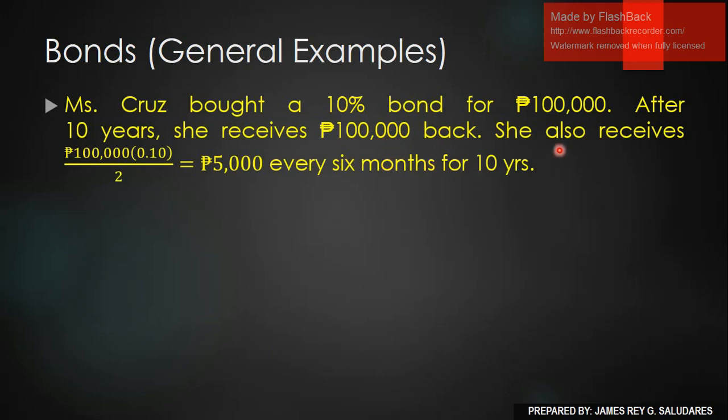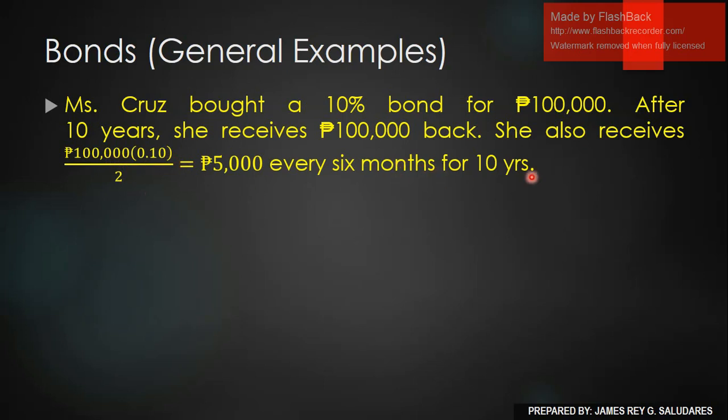In every 6 months, she also receives, since this is 10% iyahang bond rate, 100,000 pesos times 10% or 0.10 divided by 2. Why 2? Your m is your number of periods in a year. There are two, semi-annually, so you divide by 2. So 100,000 times 0.10 divided by 2, you have 5,000 every 6 months for 10 years.